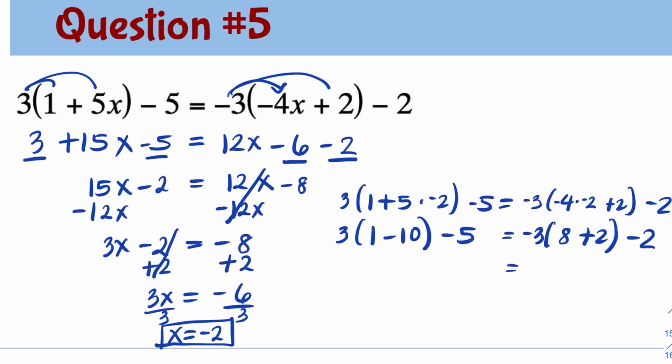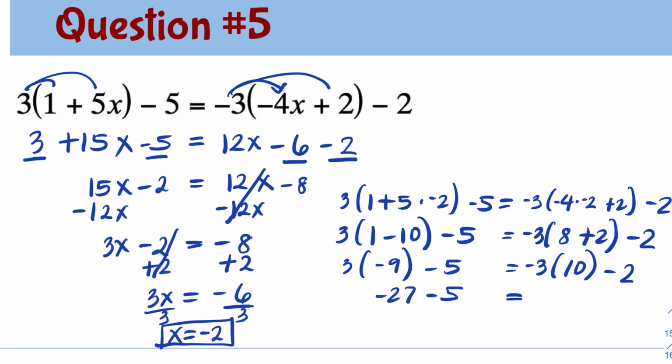Simplify further, we have 3 times 1 minus 10 is negative 9, and then we have minus 5. The right side, we have negative 3 times 10, and then minus 2. So 3 times negative 9 is negative 27, minus 5. Is it equal to negative 3 times 10 is negative 30, minus 2. And yes, negative 27 minus 5 is negative 32, and negative 30 minus 2 is also negative 32. So the answer x equals negative 2 is the right answer for this equation.